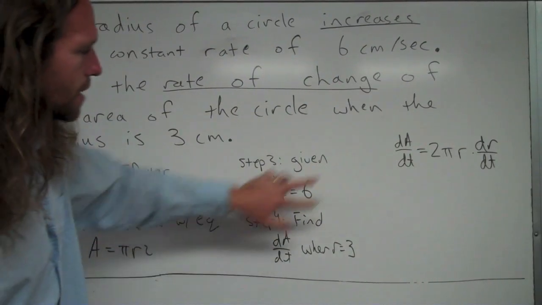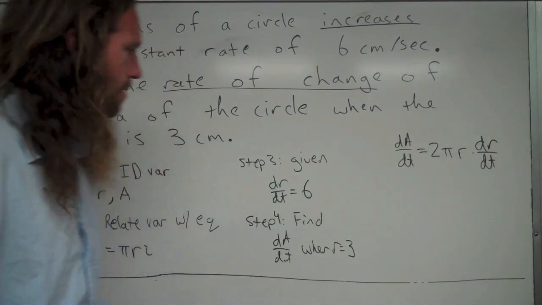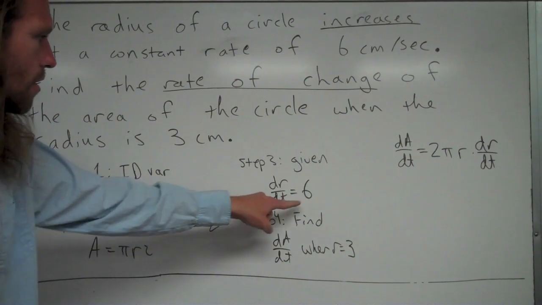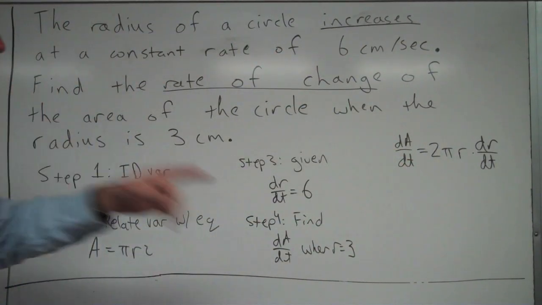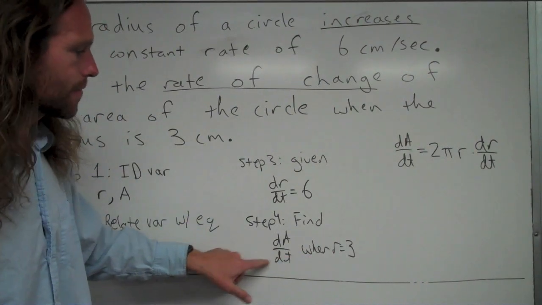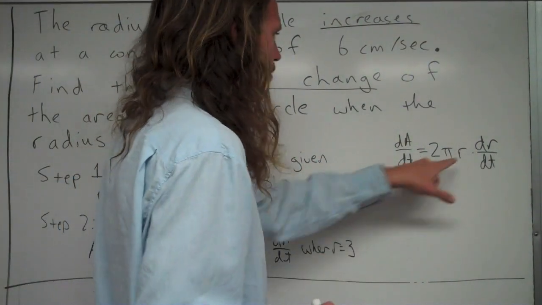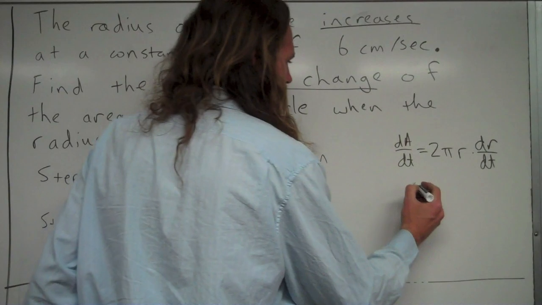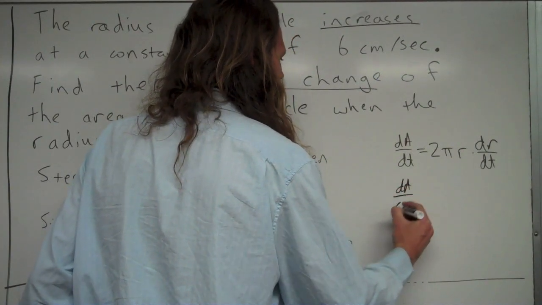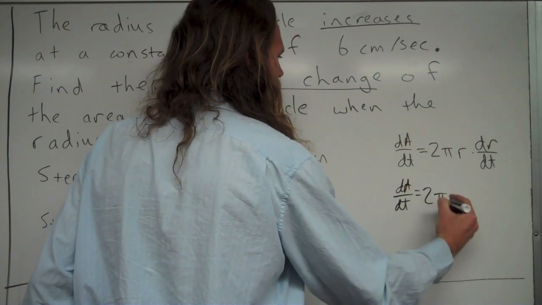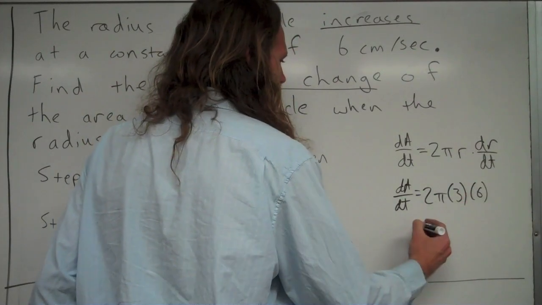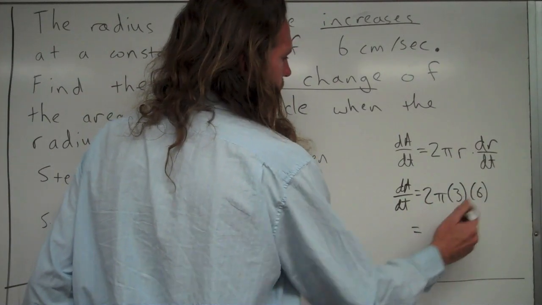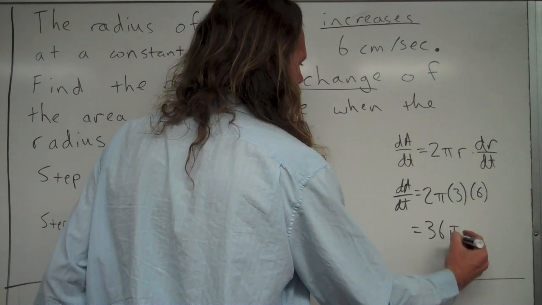So, we have the derivative that we're going to use to solve this problem. Again, our goal is to find dA over dt. Well, we know that dr over dt is equal to 6. It says it's constantly 6, always 6. We're looking for dA over dt specifically when r is equal to 3, so I can just plug 3 in for r, and I'll have my answer. So I end up getting that dA over dt is equal to 2 pi times 3, and then times 6. So when all is said and done, that's 36 pi.